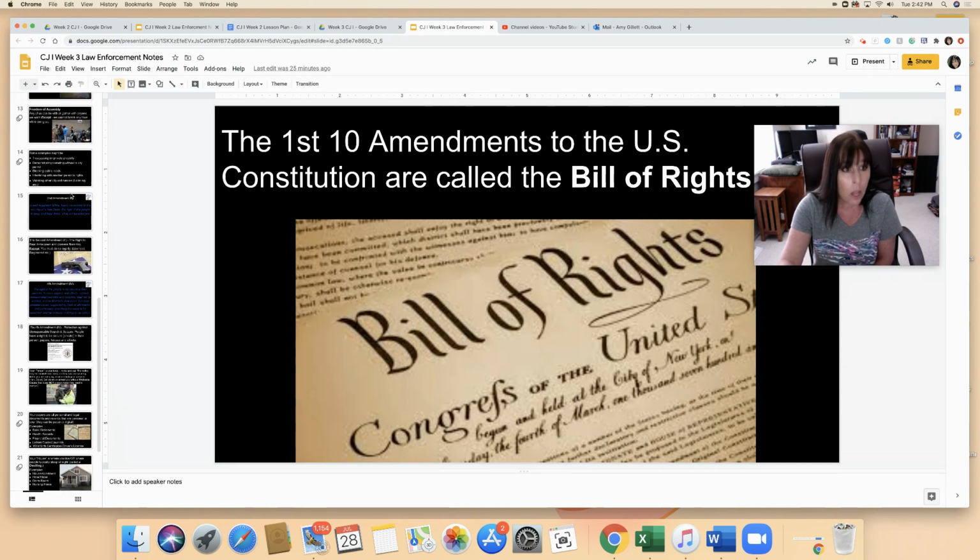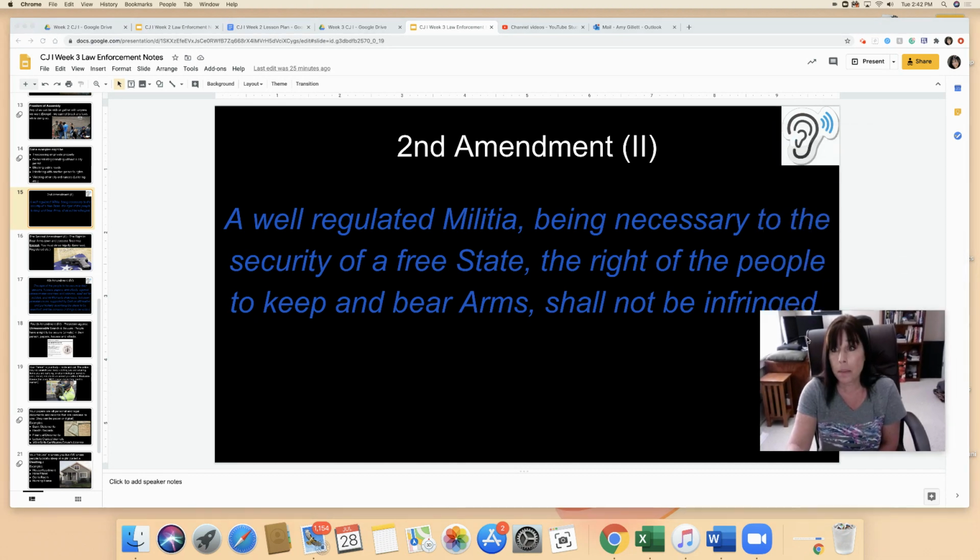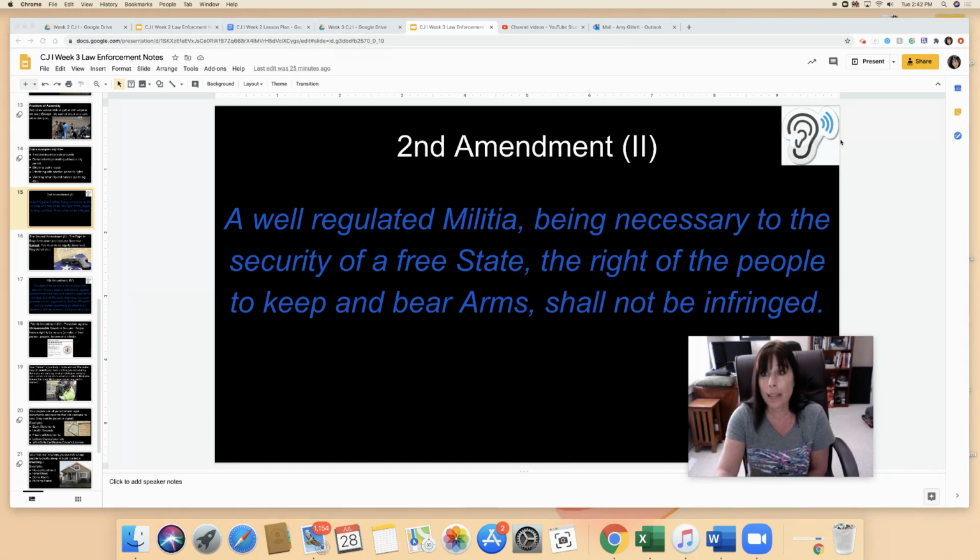So, our next amendment is the Second Amendment, and that's Roman numeral 2, which is capital I, capital I. And the Second Amendment is short and sweet. And again, you have the ear, you don't have to write this. This is the exact wording. A well-regulated militia being necessary to the security of a free state, the right of the people to keep and bear arms shall not be infringed.